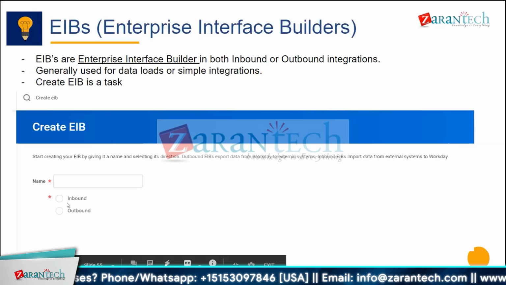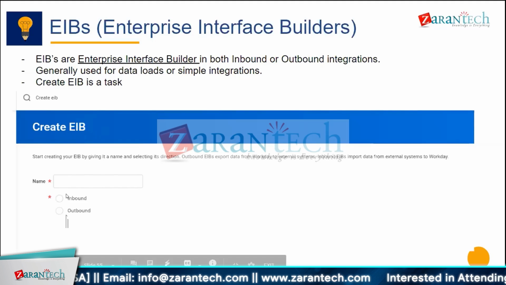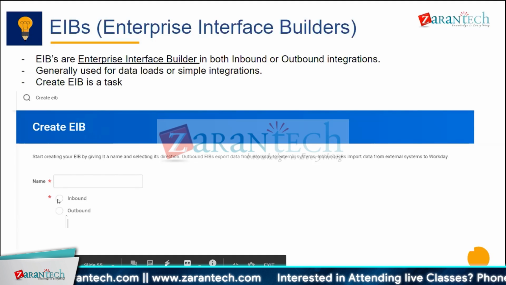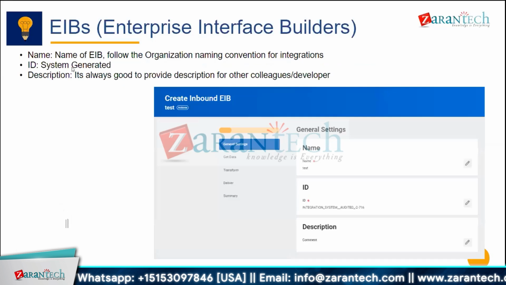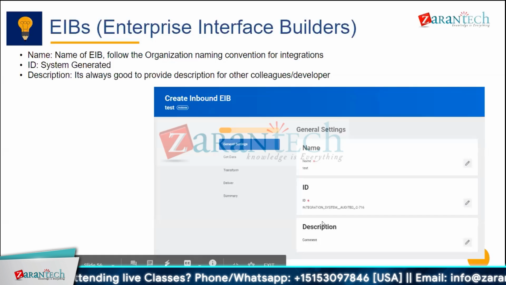It's the same for inbound and outbound. Both tasks have the same area, create inbound EIBs, and we have to choose either inbound or outbound. Once you are creating the name, it will be as per your organization structure. This ID is generally generated by the system. We can change this information, but we do not.